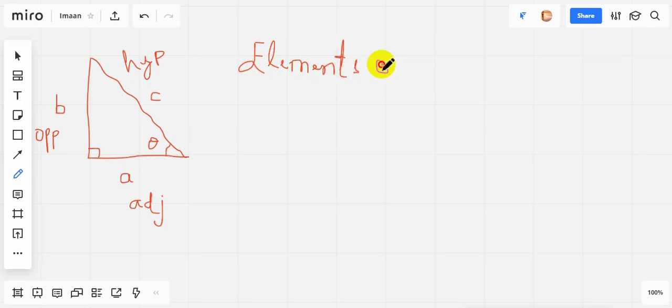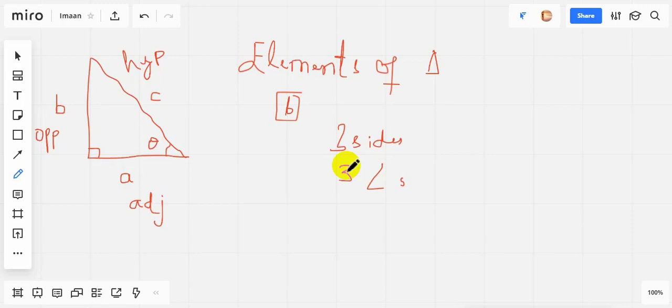That's fine. So elements of triangle, there are six elements of triangle. There are 6 in numbers. What are they? 3 sides and 3 angles. This symbol is for angles. So 3 sides and 3 angles, altogether they are called the elements of triangle. So we find the elements of triangle. So how can we find the element? Either we will be finding the angle, or we will be finding the side.